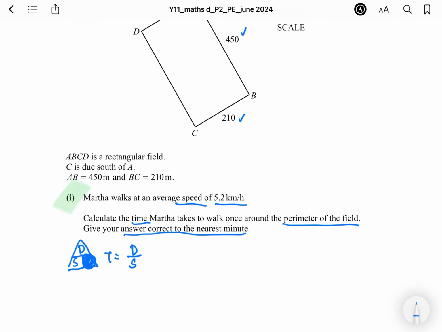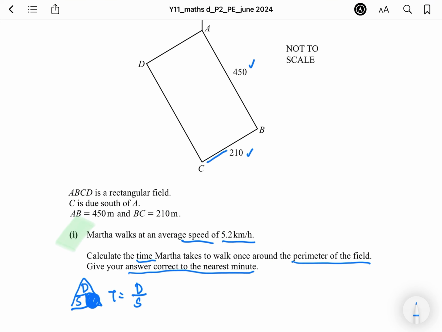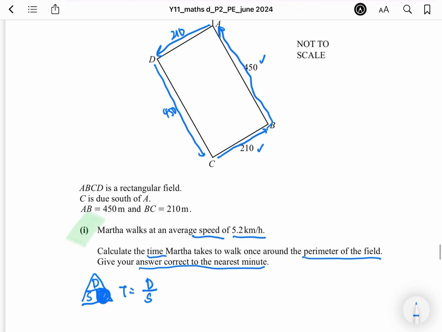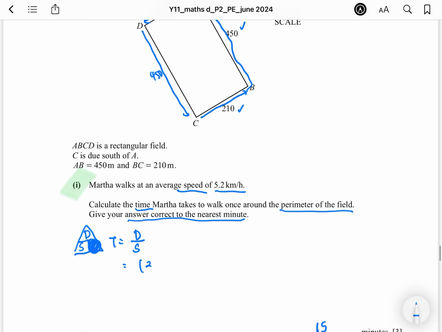Distance. So distance around the perimeter of the field. That means it goes 210, 450, then here, and then here. Okay, because this is a rectangle, that means opposite sides are equal. So distance would be 210 plus 210 and 450 plus 450, and then the speed is 5.2 kilometer per hour.